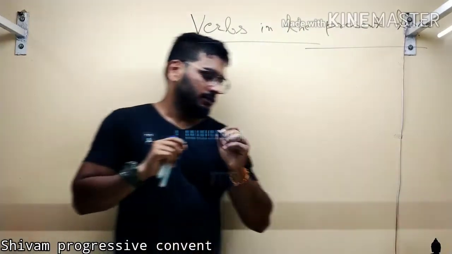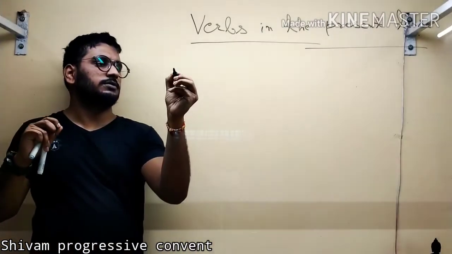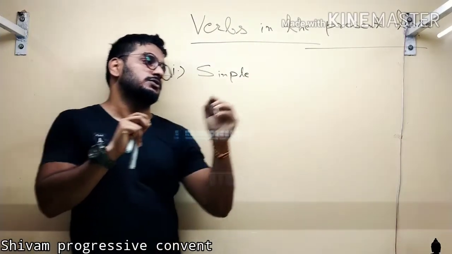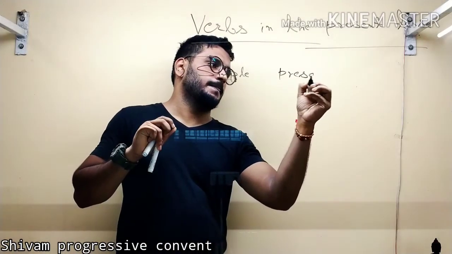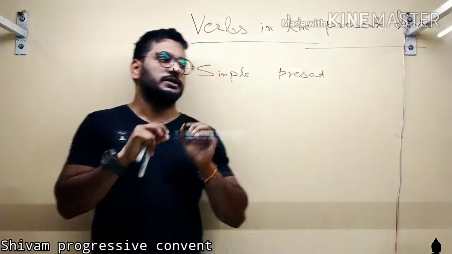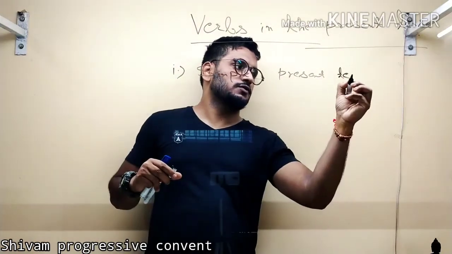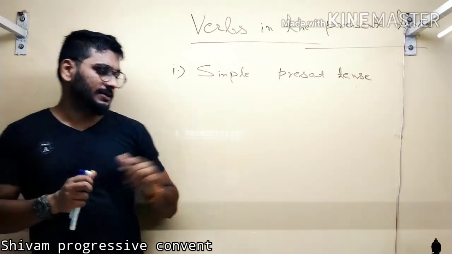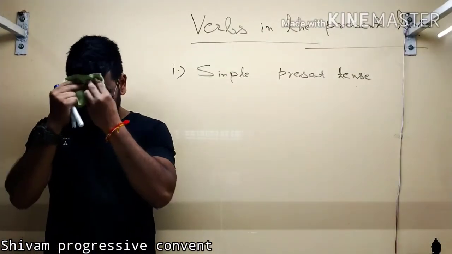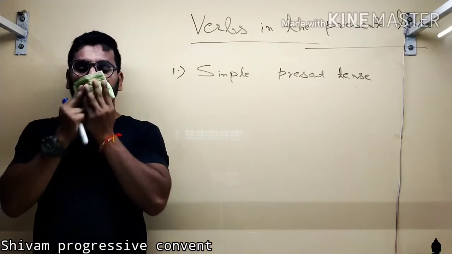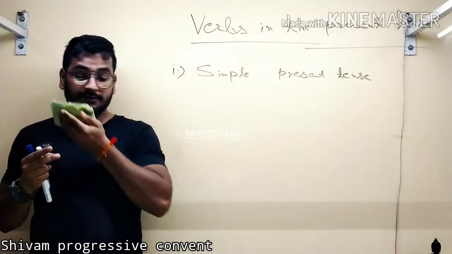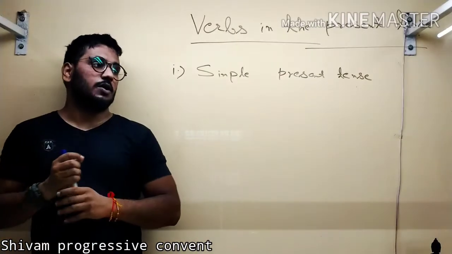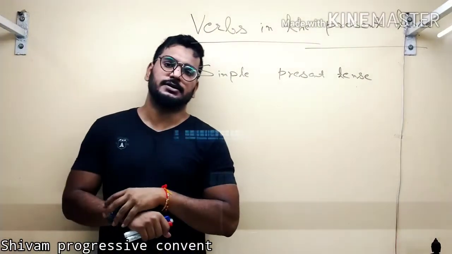Simple present tense. Coming to the simple present, first of all you should know what is actually simple present tense, what type of sentences are called simple present. Simple present tense contains the sentences which are actually a routine work or a repetitive work, that means habitual work you can say, or a thing that is happening in an instant.